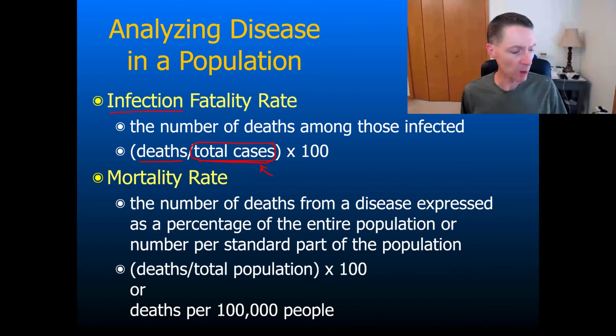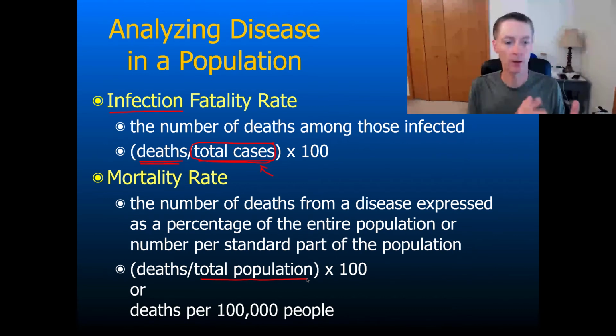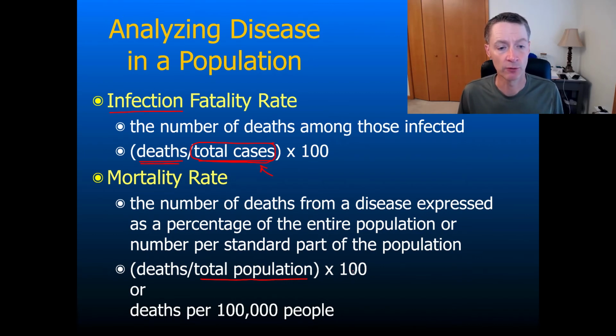Okay, mortality rate would be the number of deaths from a disease. So again, deaths in the numerator, okay? But in the total population, we're not saying the number of deaths in the people that catch it. We're saying the number of deaths out of the entire population, those that catch it and don't catch it, okay? And this could be, again, a percentage, so you multiply by 100, right? Deaths over the total population, and we have a certain chance of dying from a disease, right?